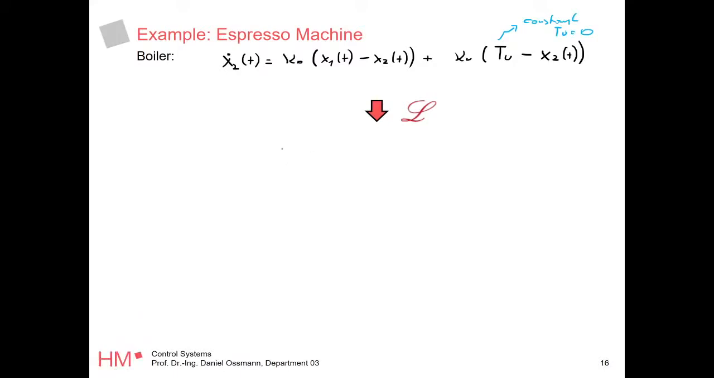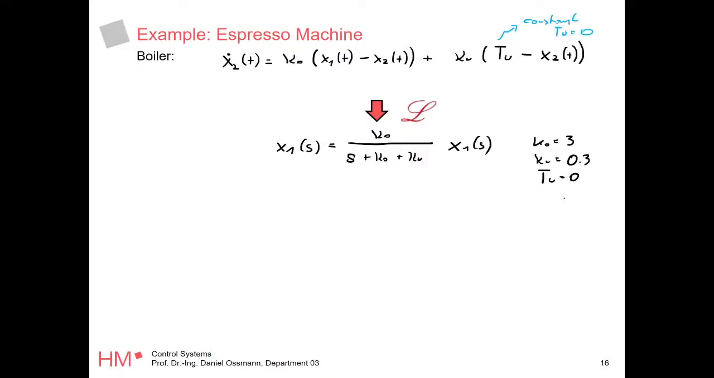Okay, we do the Laplace transform, we bring it to the other side. We have x1 is equal to kappa O, for Oberfläche, over S plus kappa O plus kappa U, times x1 of S. And some values: kappa O is equal to 3, kappa U is equal to 0.3, and Tu, we said it's going to be equal to 0.